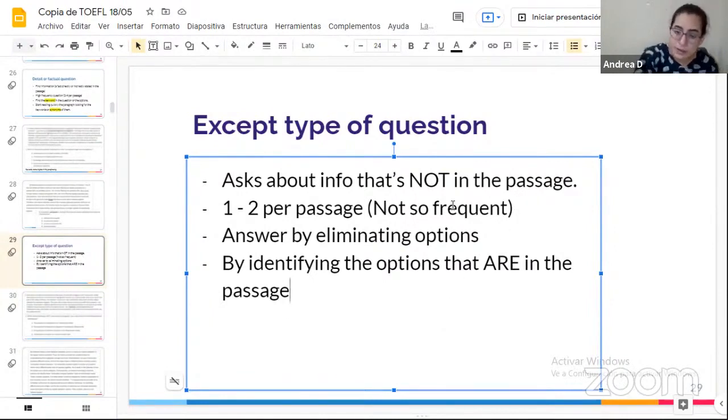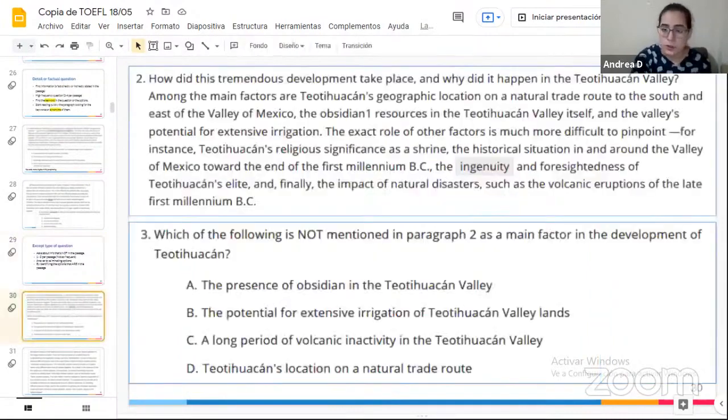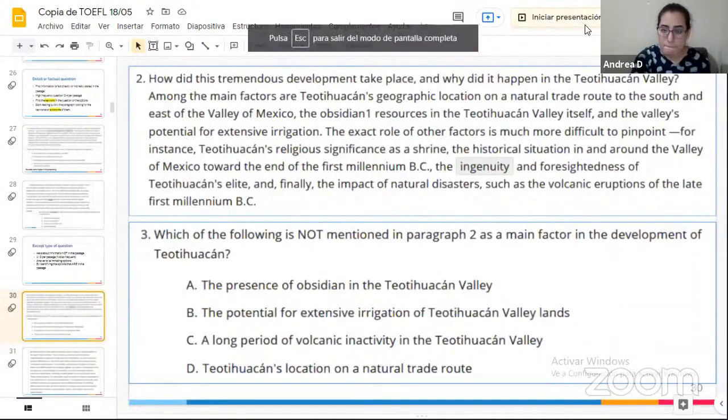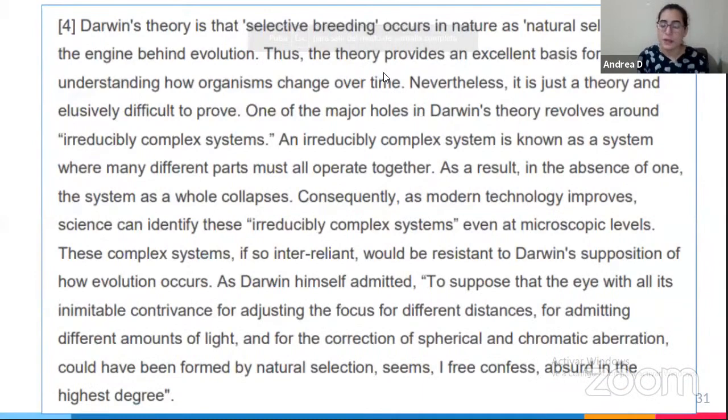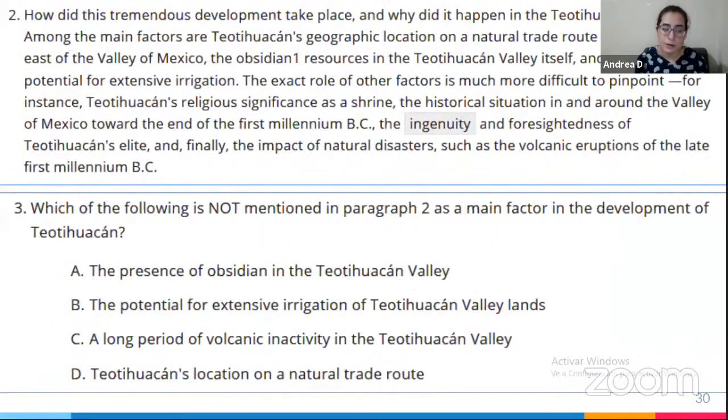It's not so frequent. You could have either one or two per passage. So, it's okay, it's there. And we're going to see how to approach this question. By the way, we're going to continue with the same sample that we were looking at last class, the one by the ETS. So it should be pretty similar to your test.